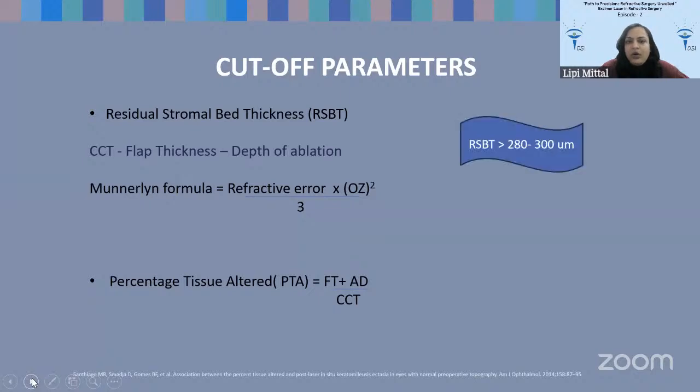So coming to the corneal cutoff parameters, RSBT is calculated as the central corneal thickness minus flap thickness and the depth of ablation, which is calculated with the Munnerlyn formula. And RSBT, I personally take more than 300 micrometers. Percentage of tissue altered should be less than 40%, and it is calculated as flap thickness plus ablation depth divided by the central corneal thickness.